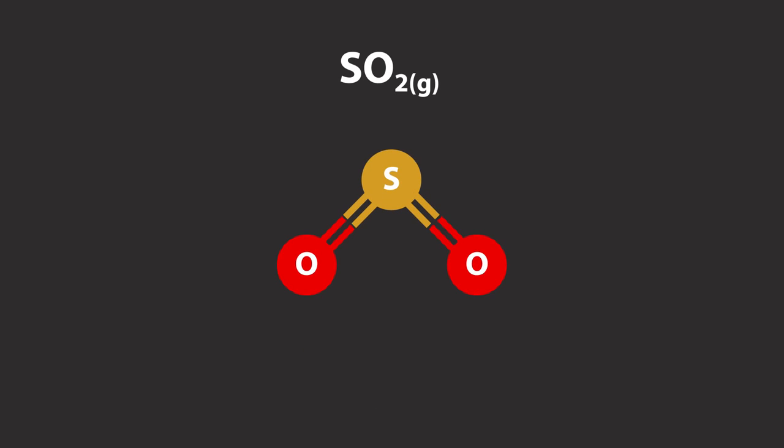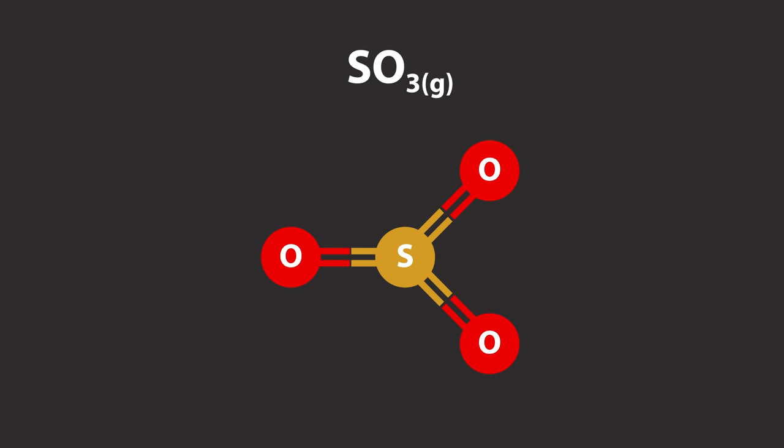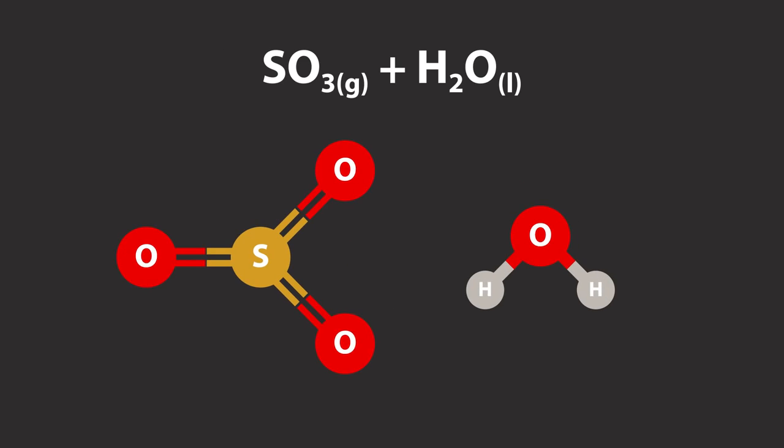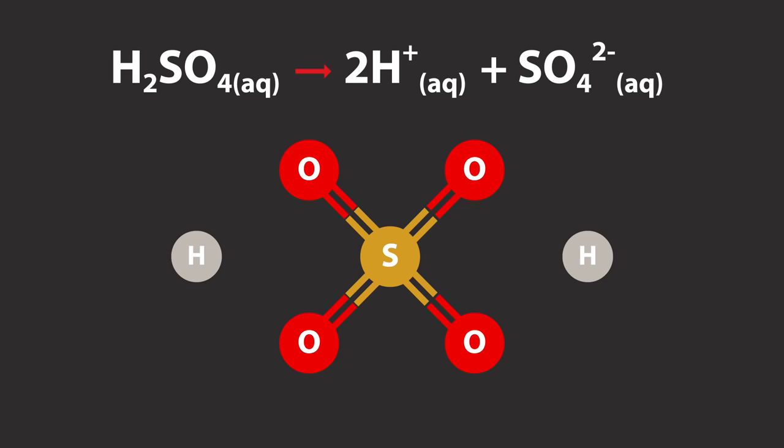This results in the production of sulfur dioxide, which reacts with the oxygen in the air to create sulfur trioxide. Sulfur trioxide then reacts with water vapor in the atmosphere to produce sulfuric acid. Sulfuric acid then dissociates into its respective ions, meaning there is a higher concentration of hydrogen in our rainwater, and so the pH is lower. This means that it is acidic.